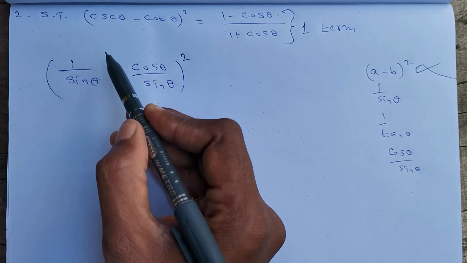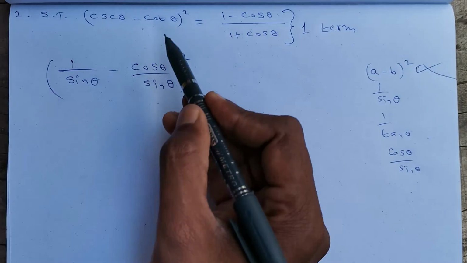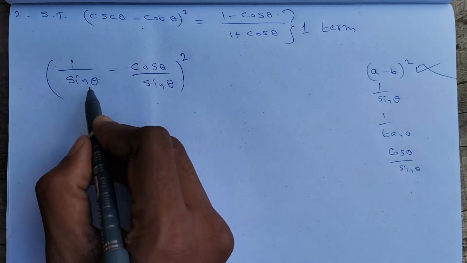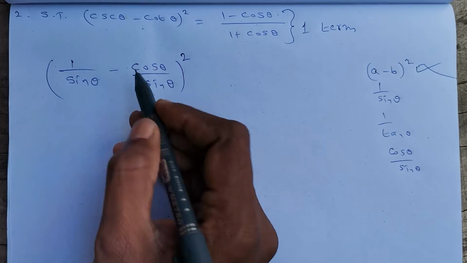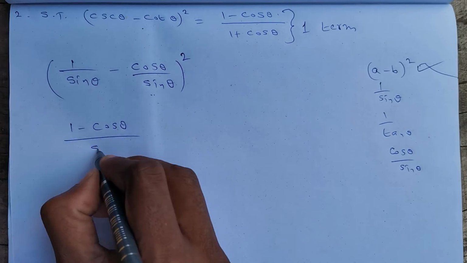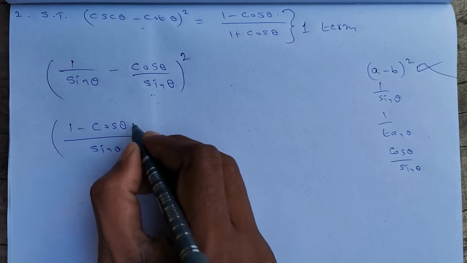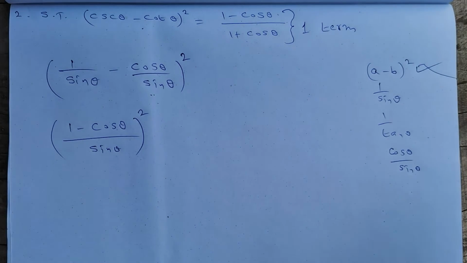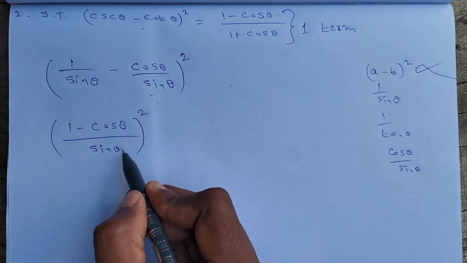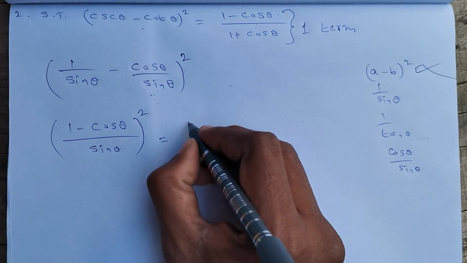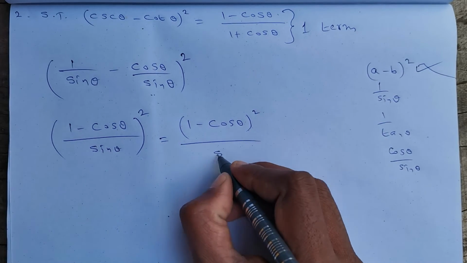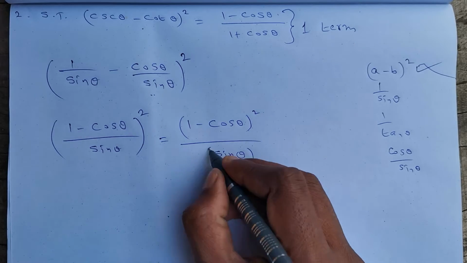So cosecant theta can be written as 1 by sin theta, minus cot theta, which can be written as cos theta by sin theta. Now both the denominators are the same, so we can subtract the numerators: (1 minus cos theta) whole divided by sin theta, whole square. Now this square is for the numerator as well as for the denominator. So I am separating: 1 minus cos theta whole square divided by sin theta whole square.